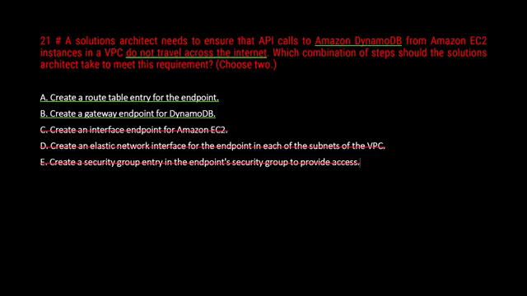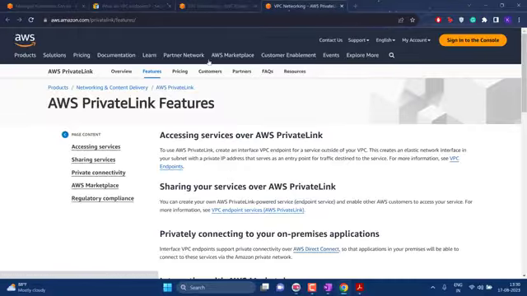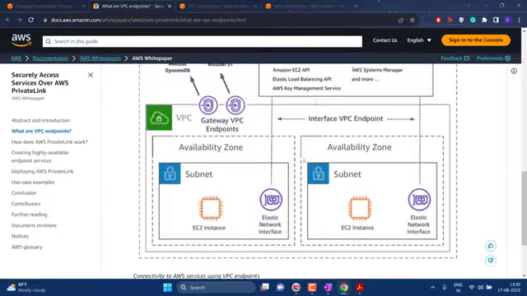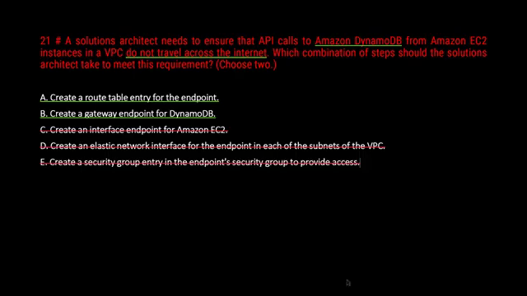I think somewhere I will show you. Wait a minute, I think even in this link or some other link, I might have it. Since the interface endpoint is going to create an elastic network interface, this elastic network interface is going to have its own security group. So that's what this is talking about. You need to provide access and whatnot.